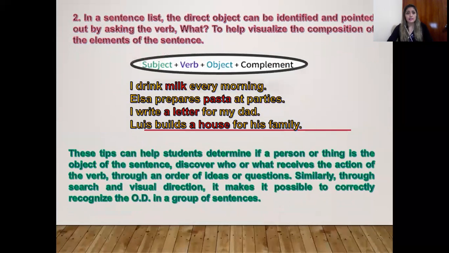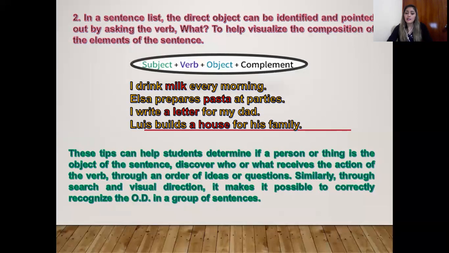Number 2, in a sentence list, the direct object can be identified and pointed out by asking the verb what, to help visualize the composition of the elements of the sentence. The structure: subject plus verb plus object plus complement. There are many examples. I drink milk every morning. What do I drink? Milk. What prepares pasta? What writes leather? What builds a house?